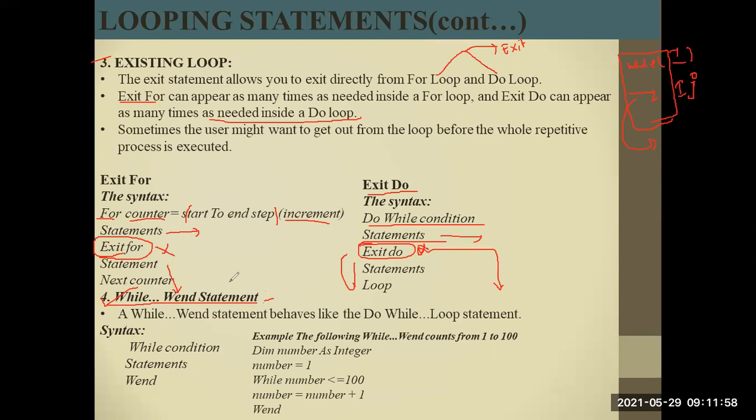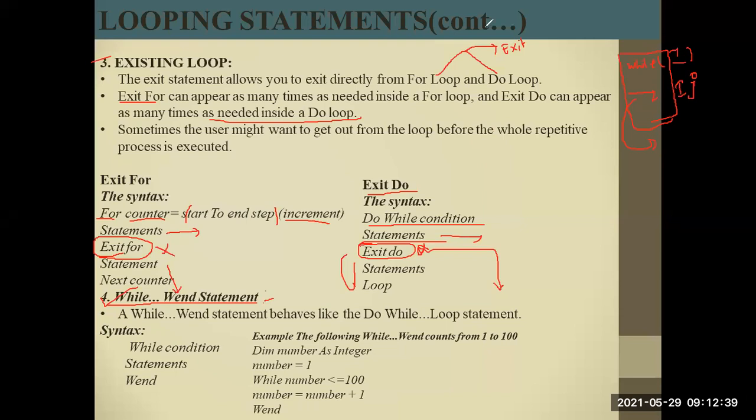The while when statement behaves exactly like your do while loop, but there is a slight difference in the syntax. Whatever the do while loop is going to perform, that means the condition is checked. First you have to check the condition. Once you check the condition, now you have to execute a statement. Then we have to end with the do while.